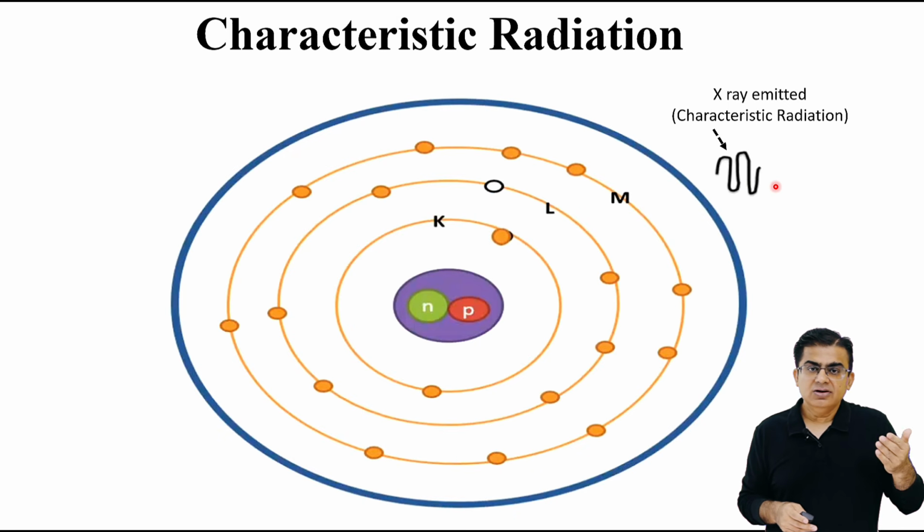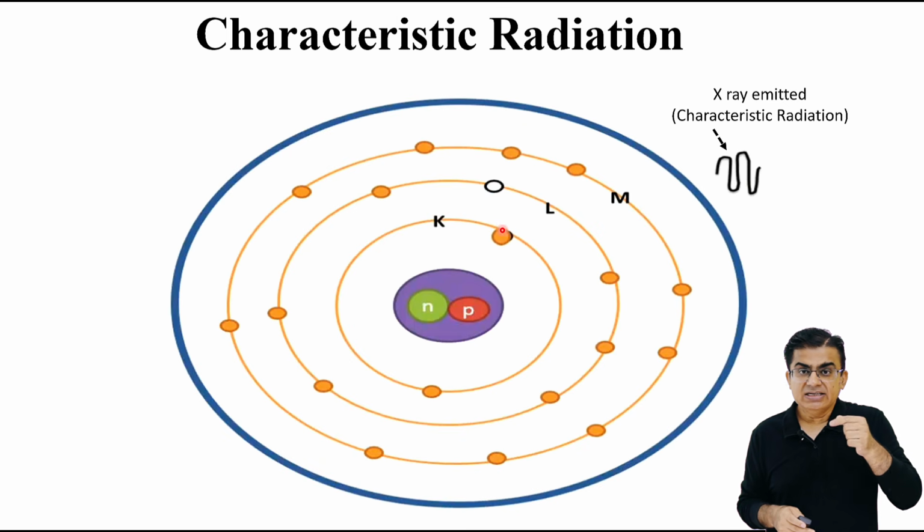If an outer shell electron drops into a K shell vacancy in a tungsten atom, it will always produce a characteristic photon of exactly the same energy.